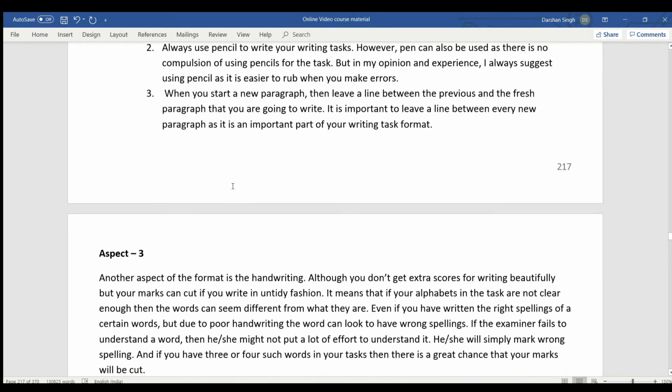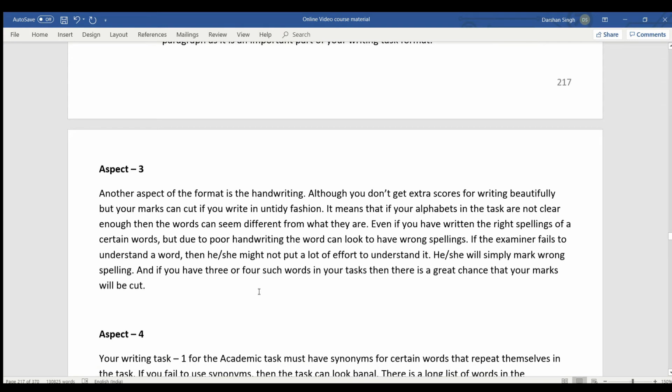That's it. Now the next aspect is handwriting. You don't get extra band score when you write beautifully, but if you don't write neatly and if there are mistakes in certain alphabets, then definitely there can be a deduction in your marks. I repeat again, there are no extra marks for beautiful handwriting, but by writing beautifully, you are avoiding the deduction in marks that occurs due to untidy writing.